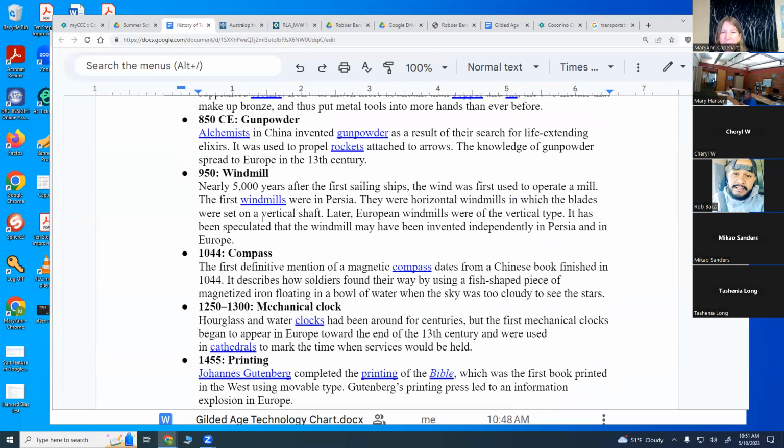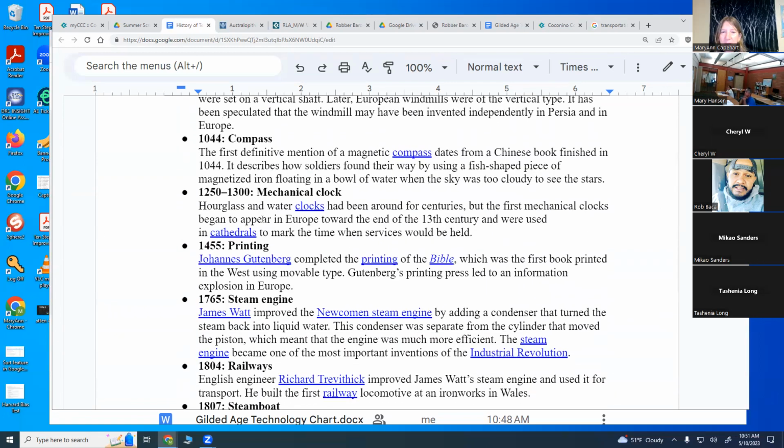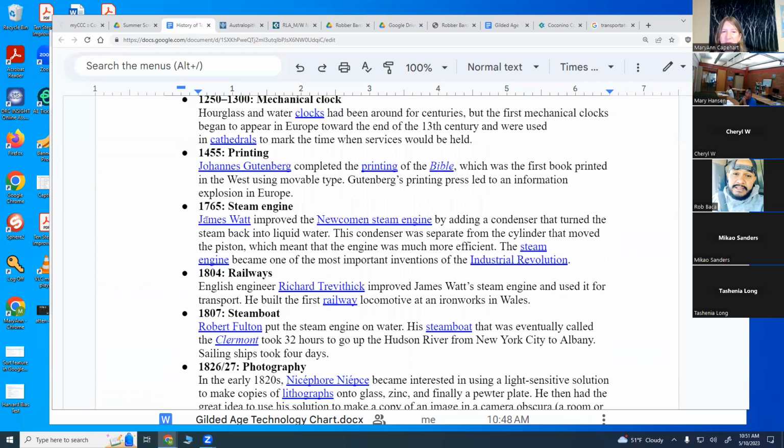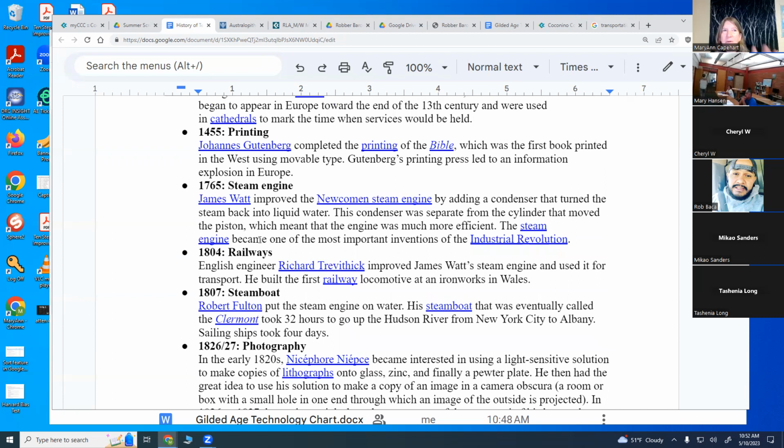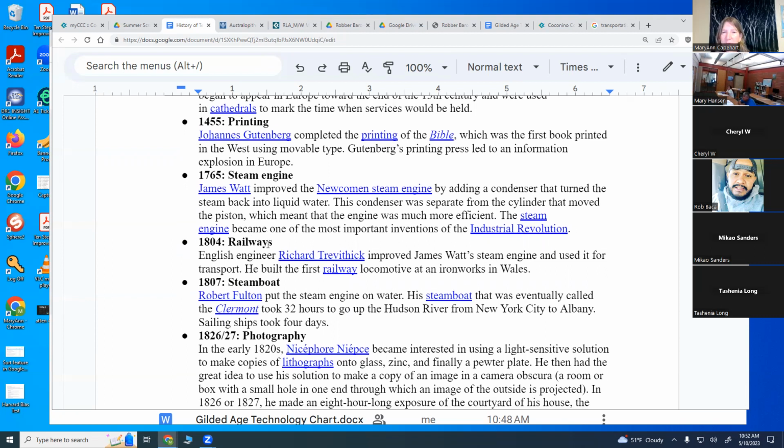Iron, gunpowder, the windmill, compass, clock, printing, steam engine. Here we are, getting pretty close to our era after the Civil War. Railways, 1804, with steam. So the steam created pressure and it turned the axis of the train, and the wheels turn. That's Marianne's explanation of how a steam engine works.